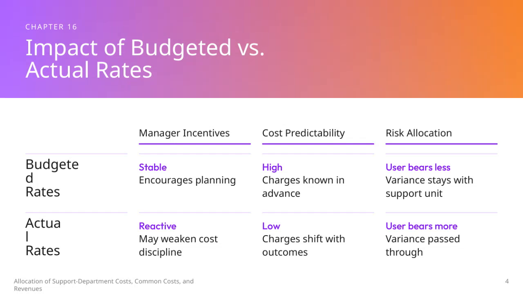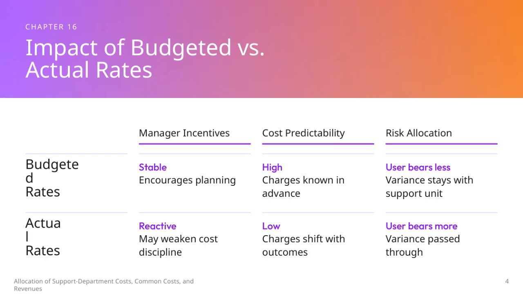Here, we're comparing the impact of budgeted rates versus actual rates in the allocation of support department costs, common costs, and revenues. Budgeted rates tend to encourage stable planning because charges are known in advance, which helps keep costs predictable. This approach typically places less risk on the user since any variance remains with the support unit.